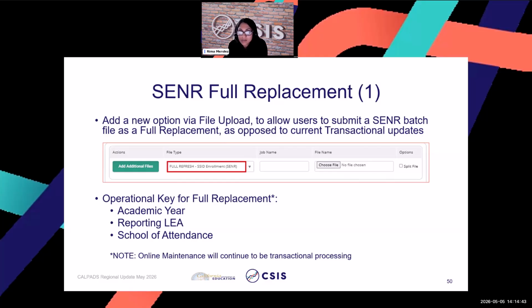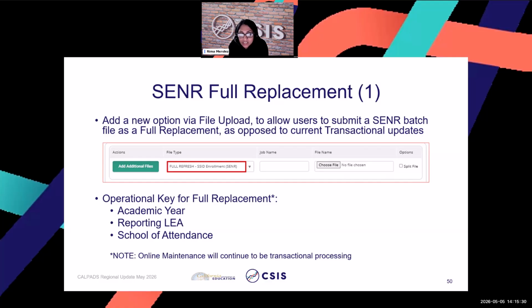Okay, so SENR full replacement. We are adding a new option via the file upload to allow users to submit a SENR batch file as a full replacement, as opposed to the current process right now, which is transactional updates. The reason why we're doing this is that there are some current SENR pain points right now where you can't easily update an enrollment date, which is commonly what most people do when they're trying to update one record, because it's not part of the operational key. And then also right now, we don't allow for multiple transaction types within a file, because we do allow it, but it causes validations that are not triggering as expected. So some of the current workarounds right now is not mixing up the transaction types within a file.